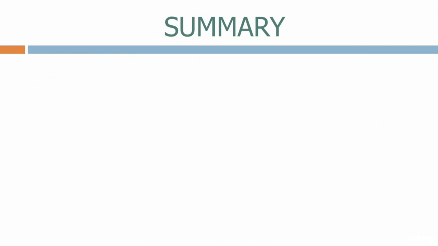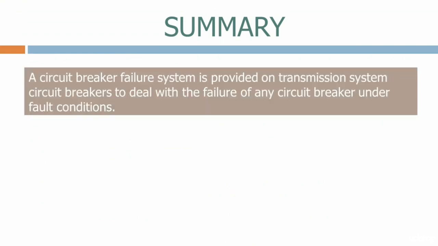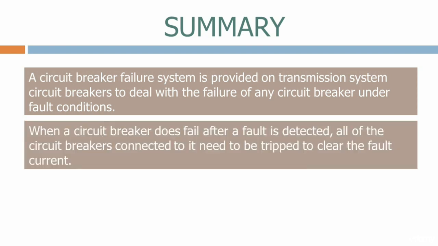Let's now summarize what we've learned today. A circuit breaker failure system is provided on transmission system circuit breakers to deal with the failure of any circuit breaker under fault conditions. When a circuit breaker does fail after the fault is detected, all of the circuit breakers connected to it need to be tripped to clear the fault current.